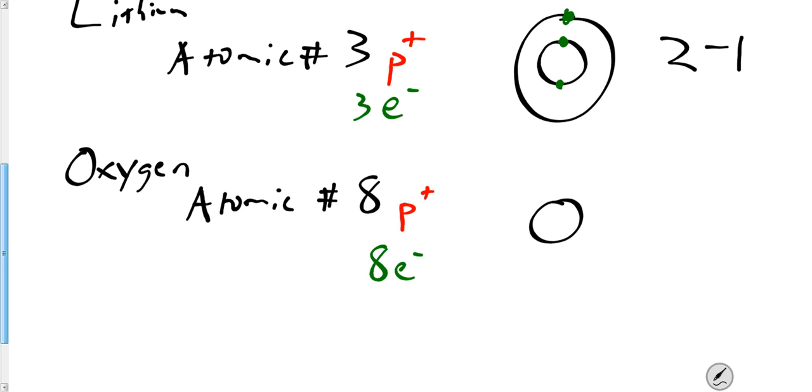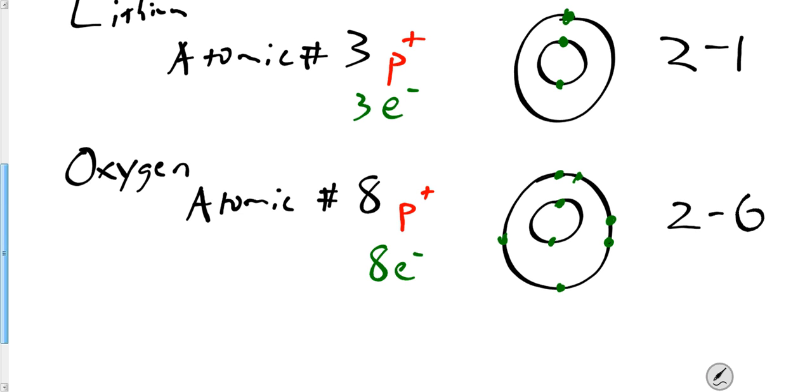The first 2 electrons are on the first energy level. The next electrons are on the second energy level. So we've already done 2, so there's 3, 4, 5, 6, 7, 8. And if we look at this then, 2 electrons on the first energy level, and 1, 2, 3, 4, 5, 6 on the second energy level. So 2-6 for that one.